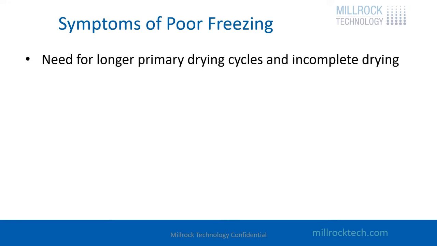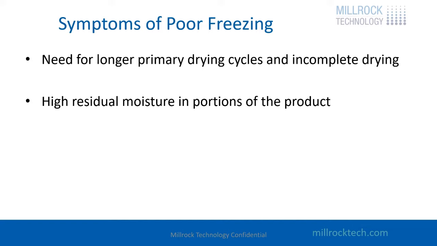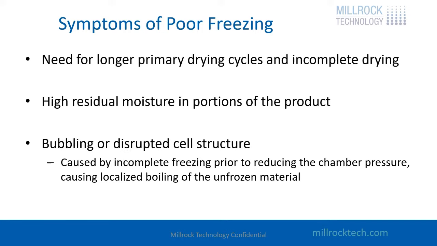Symptoms of poor freezing. Poor freezing can lead to longer primary drying cycles and incomplete drying. It can result in higher residual moisture content at the end of the freeze drying run. And if you have a batch product or a bulk product, just portions of your product could have high residual moisture. It can also lead to bubbling or disrupted cell structures, which is caused by the incomplete freezing process. And once you start to reduce the chamber pressure, you can get localized boiling of the unfrozen material, causing problems.